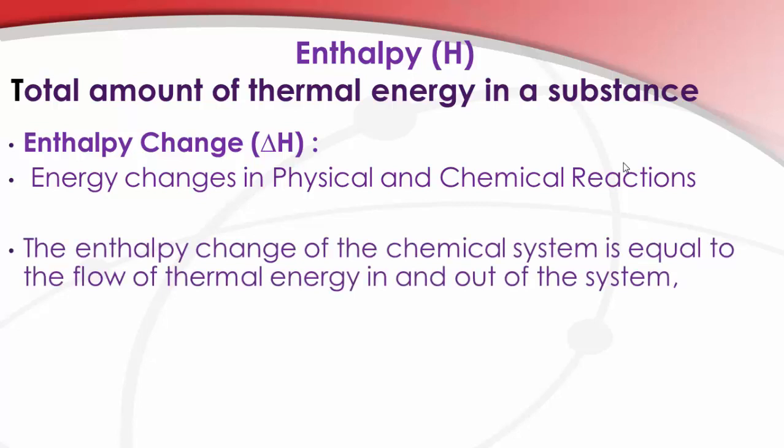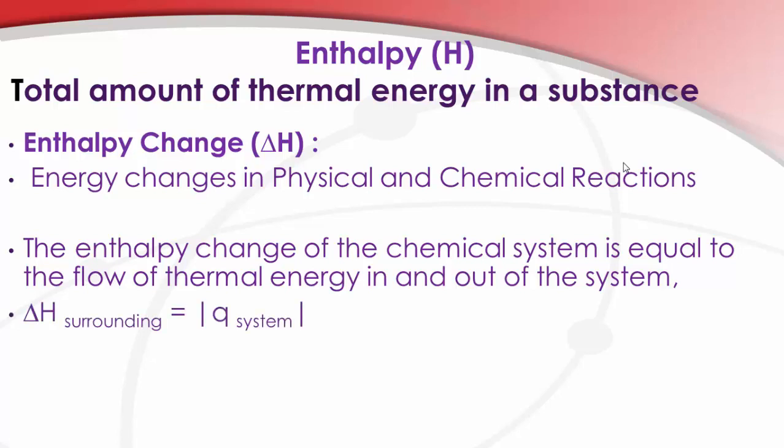Now we've talked briefly about the idea of systems. This enthalpy change of a chemical system will be equal to the flow of thermal energy into or out of the system. And this is why calorimetry and other techniques of measuring the flow of energy into and out of the system are so important, because those give us an idea of the enthalpy change.